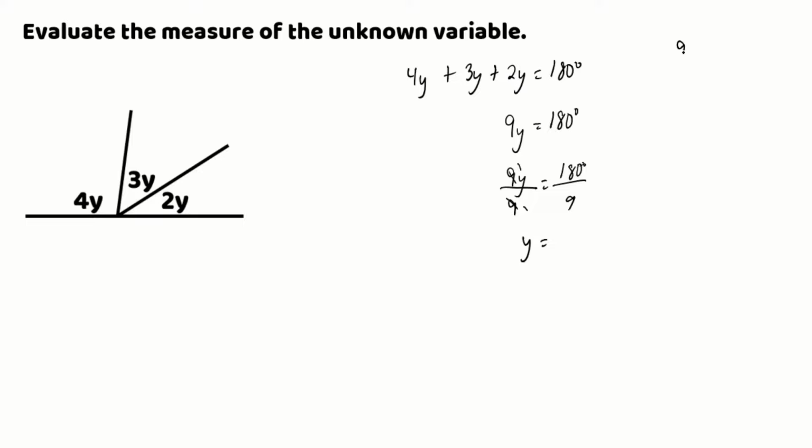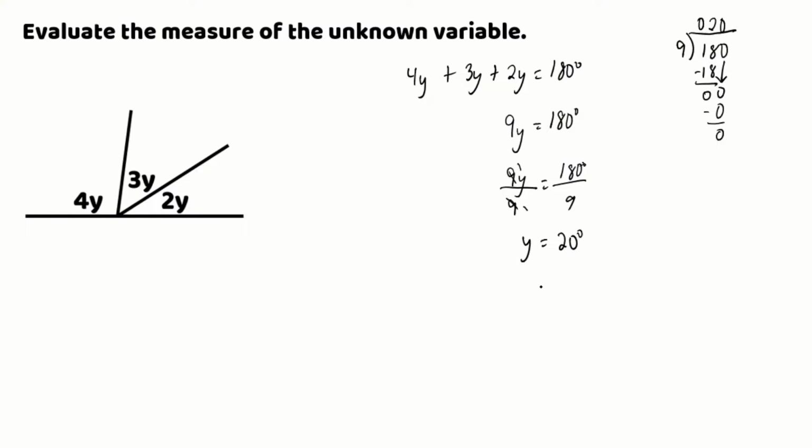And now we're dividing 9 into 180 degrees. 9 can't divide into 1, so that's 0. 9 goes into 18 twice. 2 times 9 is 18. 18 subtract 18 is 0. We're going to bring down our 0. 9 goes into 0 0 times, and 0 times 9 is 0. So the measure of our unknown angle y is 20 degrees.